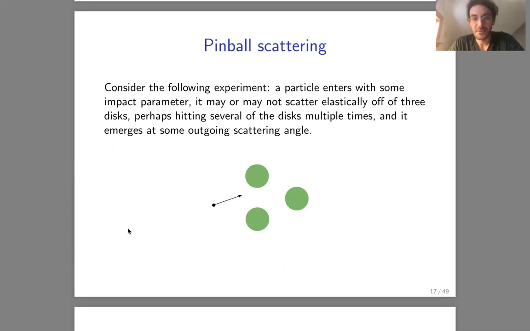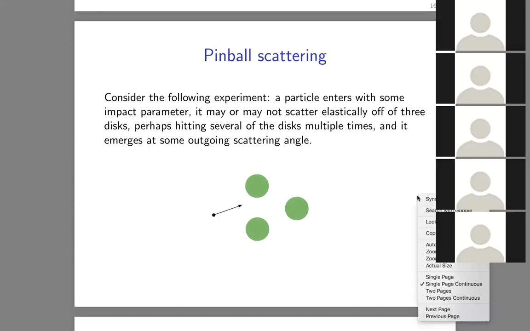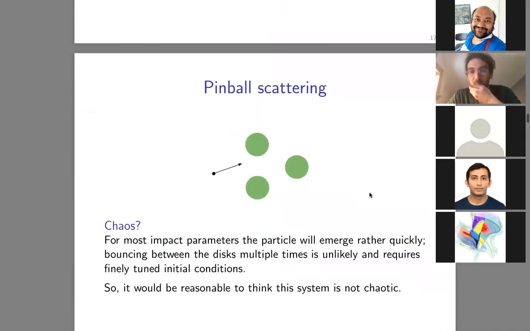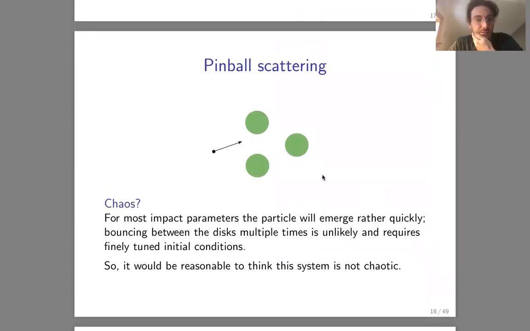So there's a map between the impact parameter and the outgoing angle, which we can ask to compute. So is this chaotic? For most impact parameters, it's clear that the particle will emerge rather quickly. It will just bounce between the disks maybe no times, or once or twice, three, four times. But it seems unlikely that it will spend a long time bouncing back and forth between the disks, because this requires fine-tuned initial conditions. And so it would seem reasonable to think that the system, as formulated, is not chaotic.